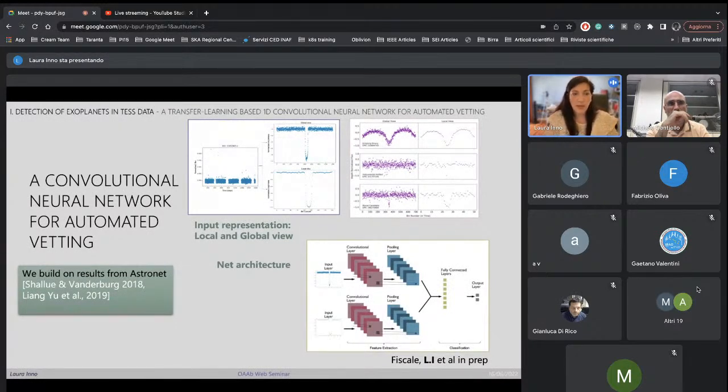So we also use a convolutional neural network, and we also use a similar representation of the input data. So we take the light curves and then we do a local view and a global view. So the global view will give you an idea of the entire light curve, and the local view is a zoom in of the transit. And for instance, these are two examples of false positive, and this is an example of true positive. So the net architecture is a convolutional block, and then only one fully connected layer that will provide the final classification.